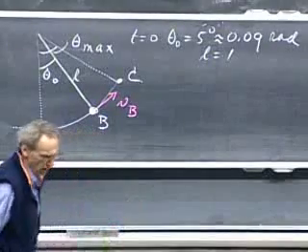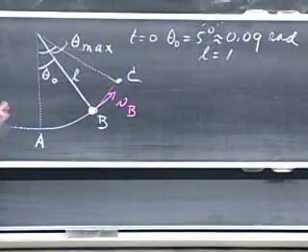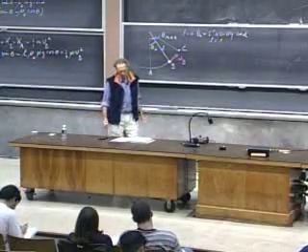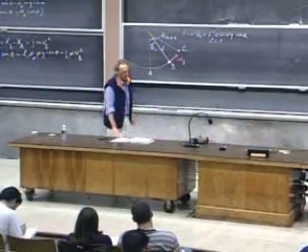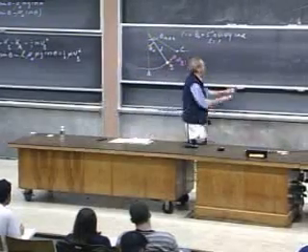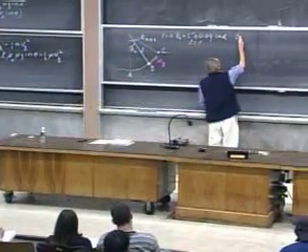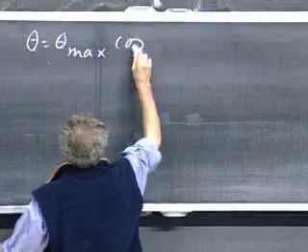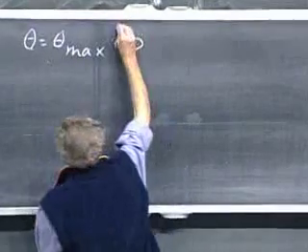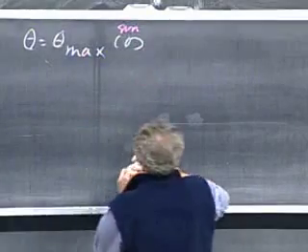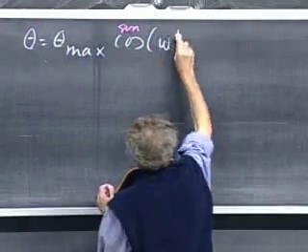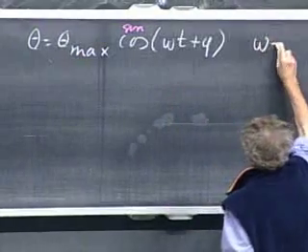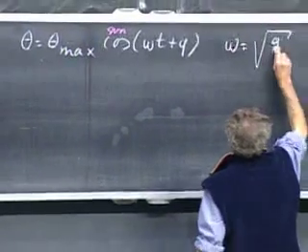It is a small angle approximation. The angles will never be very large, as you will see later when we calculate theta maximum, and so we know that we're going to get a simple harmonic oscillation to a very good approximation. So theta is going to be that angle theta maximum times the cosine, or if you want to be my guest, you can make this a sine. I always work with cosines, omega t plus phi. And omega equals the square root of g over L.